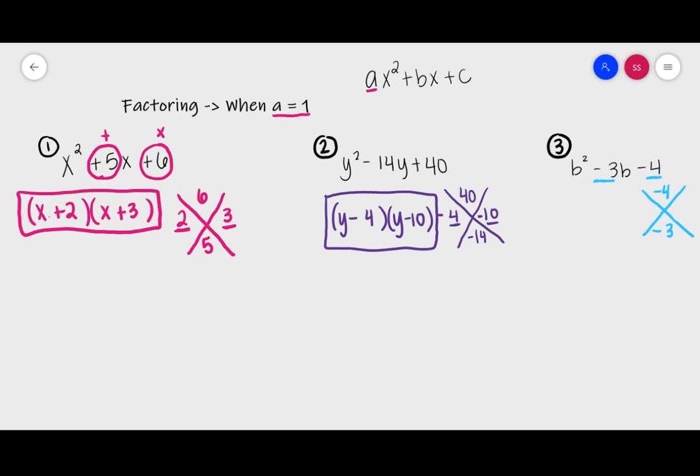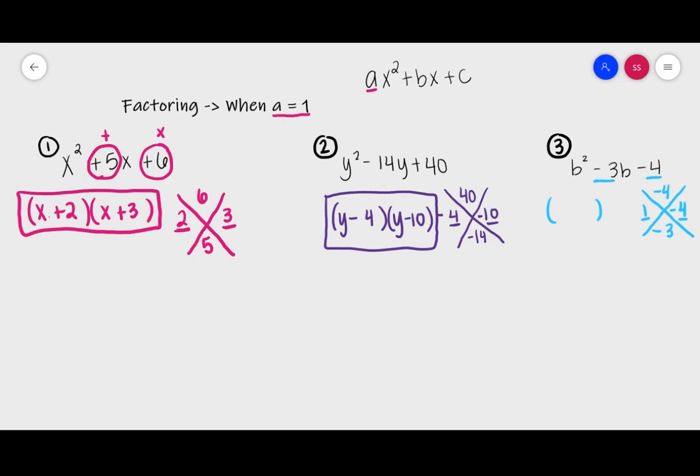So let's try 1 and 4. 1 needs to be negative, 1 needs to be positive. Well, in order to add to negative 3, make the 4 negative. And so 1 times negative 4 is negative 4. 1 plus negative 4 is negative 3.